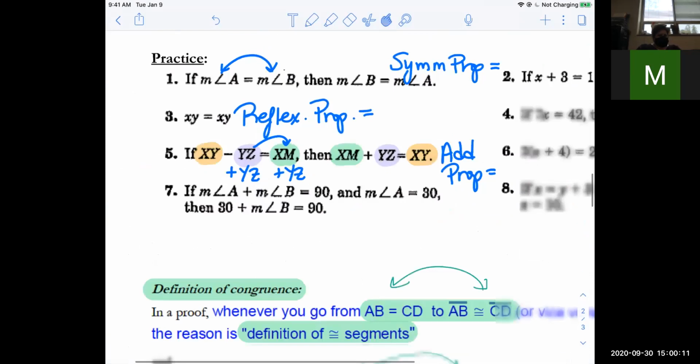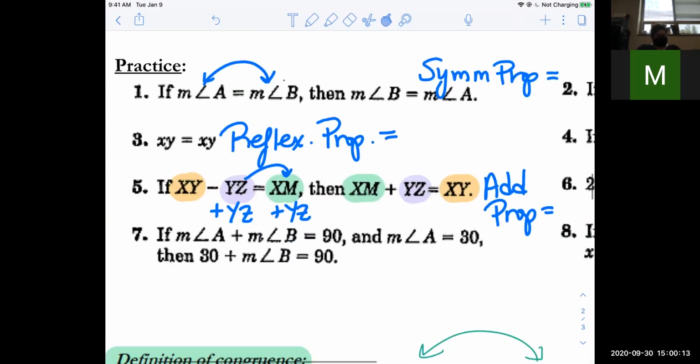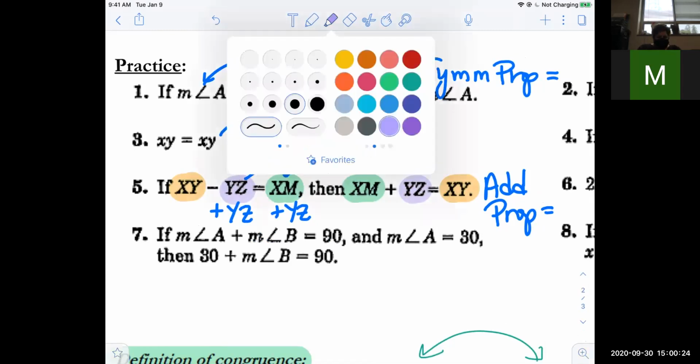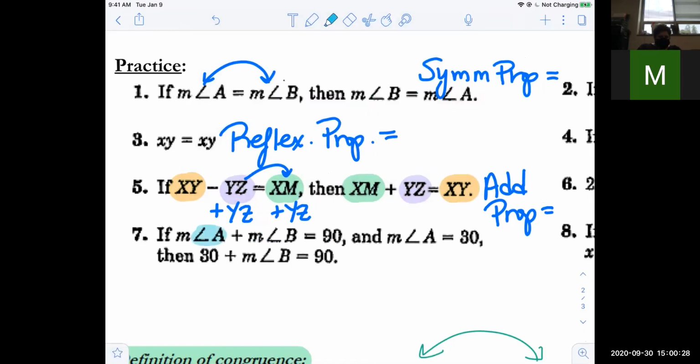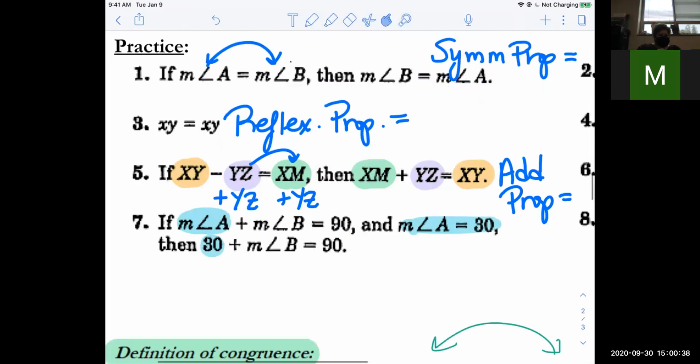If the measure of A plus measure of B is 90 and measure of A is 30, then 30 plus measure of B equals 90. Michael? Substitution. Good. So what are you substituting? Right here, you have the measure of angle A. It's equal to 30. And so we're just going to put 30 there instead of the measure of angle A. So that one is substitution.